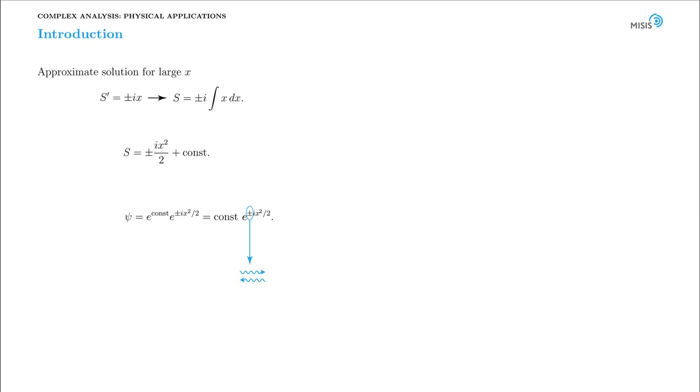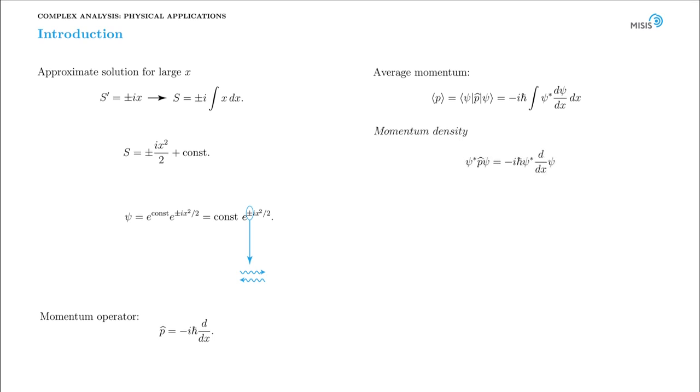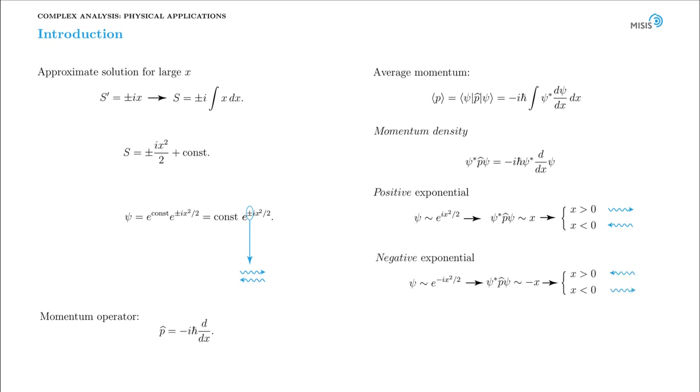As we remember, the momentum operator in quantum mechanics is a simple derivative. The momentum average is the corresponding scalar product. And the following bilinear combination of psi's plays the role of momentum density. Let us plug in our asymptotic wave function psi and obtain the momentum density. Hence, the positive exponential describes a right moving particle for positive x and a left-moving particle for negative x. The same, with opposite signs of course, holds for the negative exponential. So the asymptotics help us understand how the incoming and outgoing electron waves look.